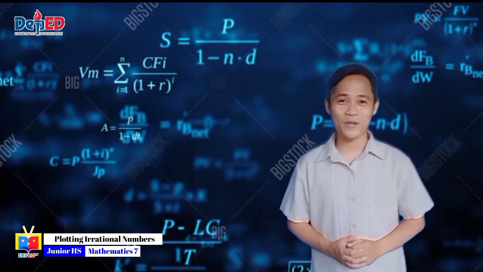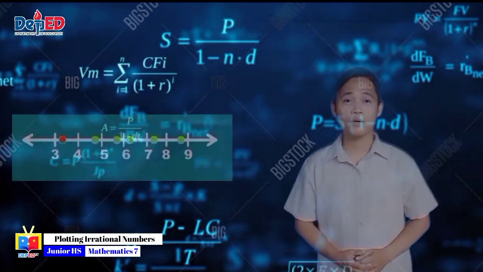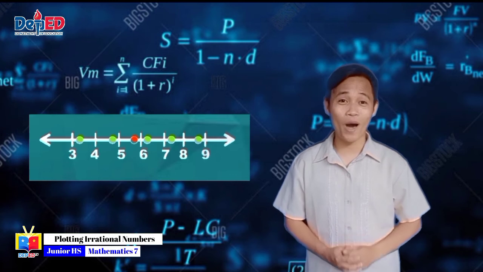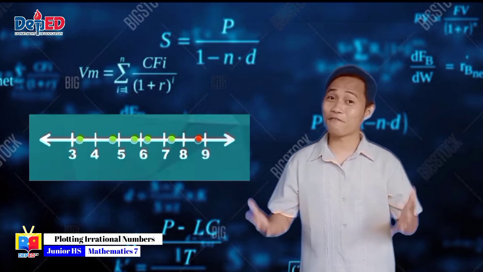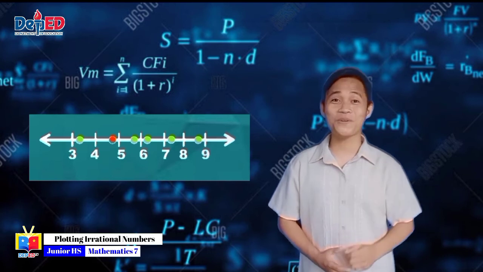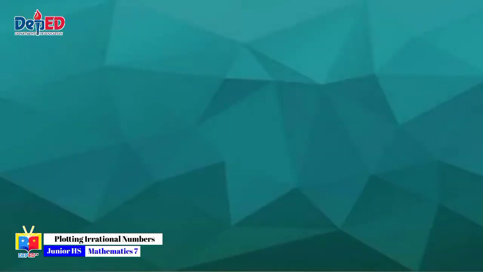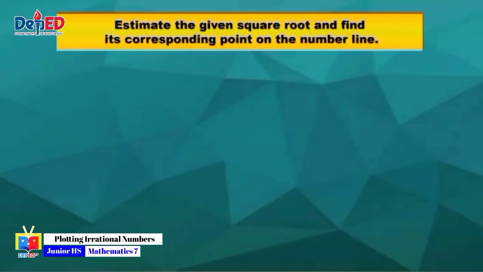This activity is called Quiz Me, Freeze Me. While the point is traveling from one point to another, say freeze if you already know the location of the point. Are you ready? Let's go! Estimate the given square root and find its corresponding point on the number line. 1 is the square root of 37, 2 is the square root of 56, and 3 is the square root of 24.